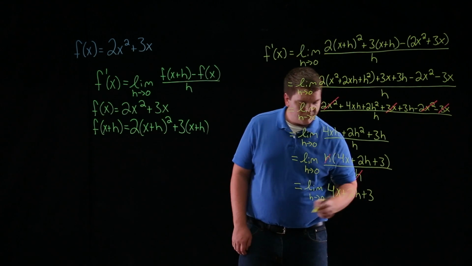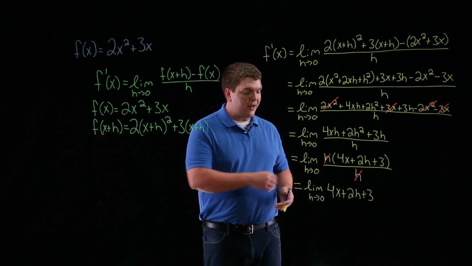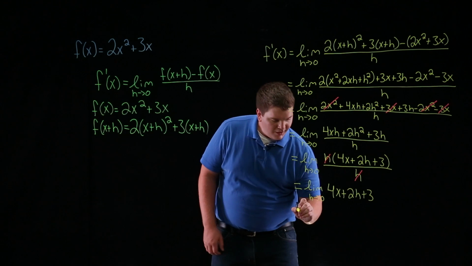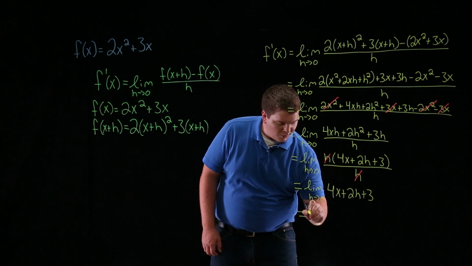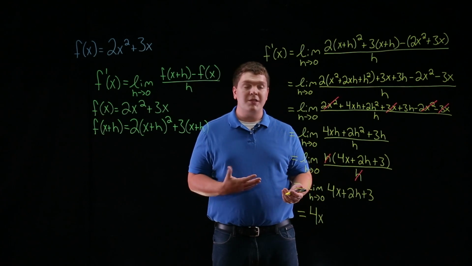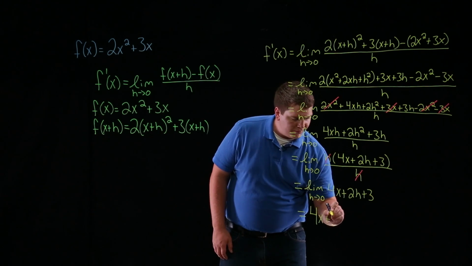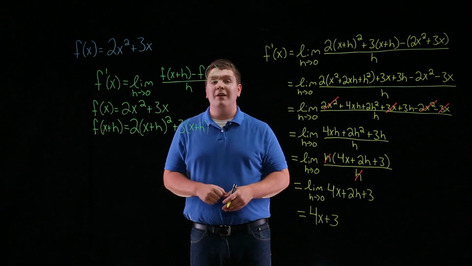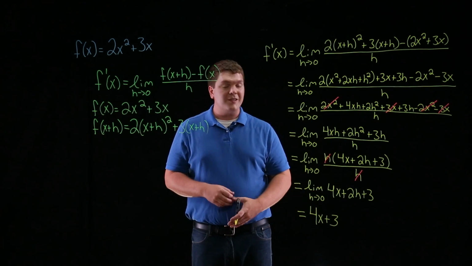Now at this stage, we can take the limit as h approaches 0. So substituting 0 in for h, this is equal to 4 times x plus 2 times 0, which is 0, plus 3. So what we have is the derivative of 2x squared plus 3x is 4x plus 3.